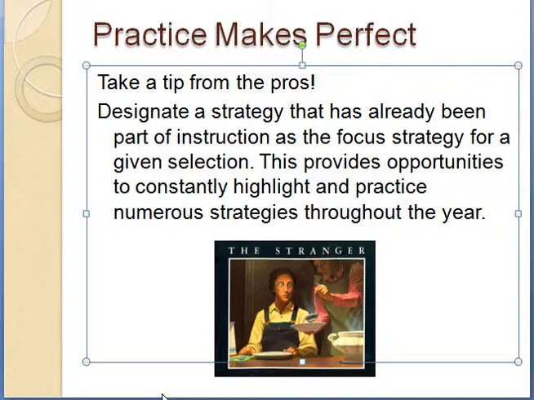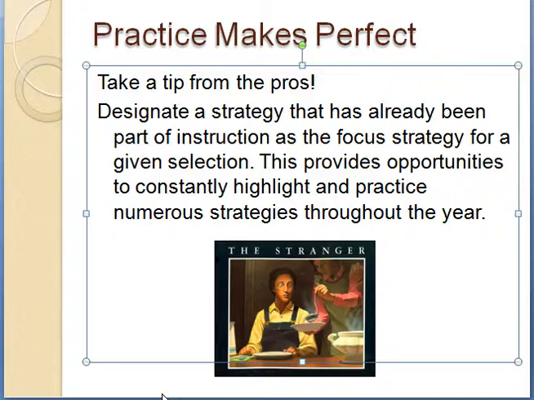For example, during a DEAR time, drop everything and read, students might be reminded to make predictions as they read, or today our focus is summarizing as we read. Then, when the DEAR time is ended, encourage children to talk about and share the predictions they made or the summaries that were made.